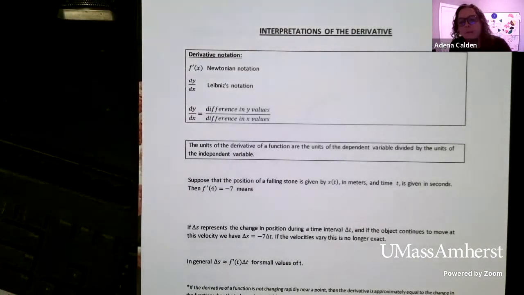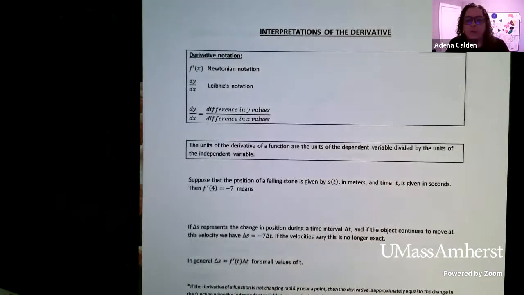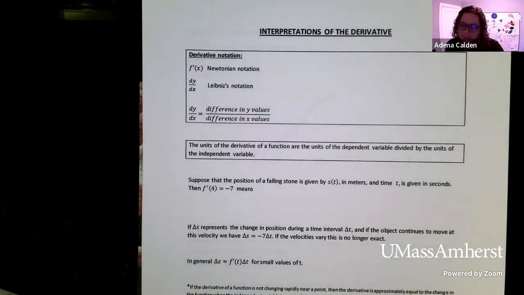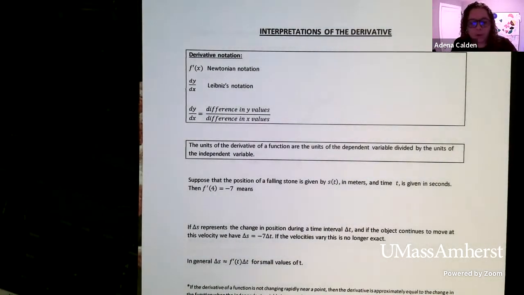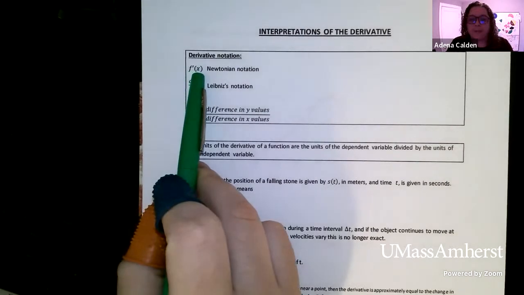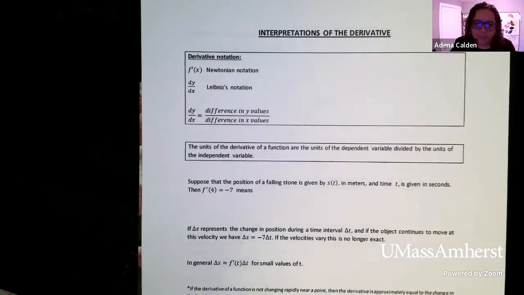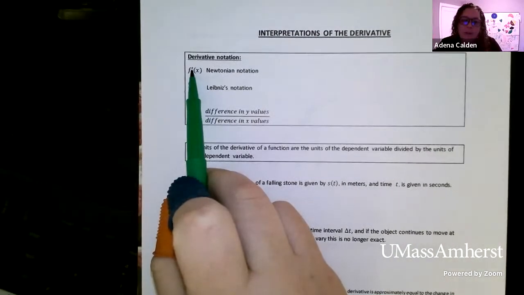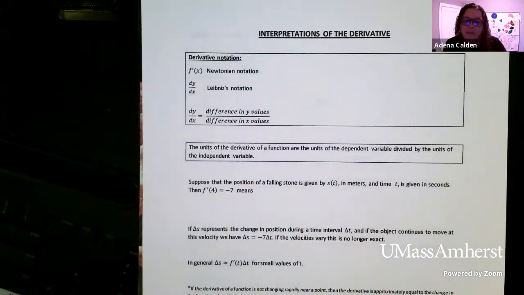So as a reminder, we have 2 different sets of notation for the derivative because 2 different people developed calculus at the same time. So the Newtonian notation, which was done by Newton, is this prime symbol. So f prime of x, it could be f prime of t, but when you have this little notch up here, that indicates that we're finding the derivative.